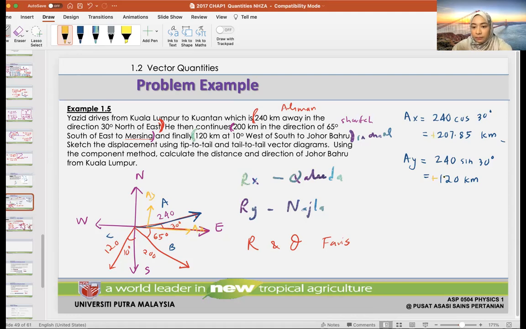Okay. And another thing is your AX squared plus AY squared will give you what? What is the answer here? Magnitude. Okay, what is the magnitude here? 240. Okay, you get back the answer. When you use the components and you find out the magnitude, the answer is actually the magnitude of the vector that you tried to resolve.